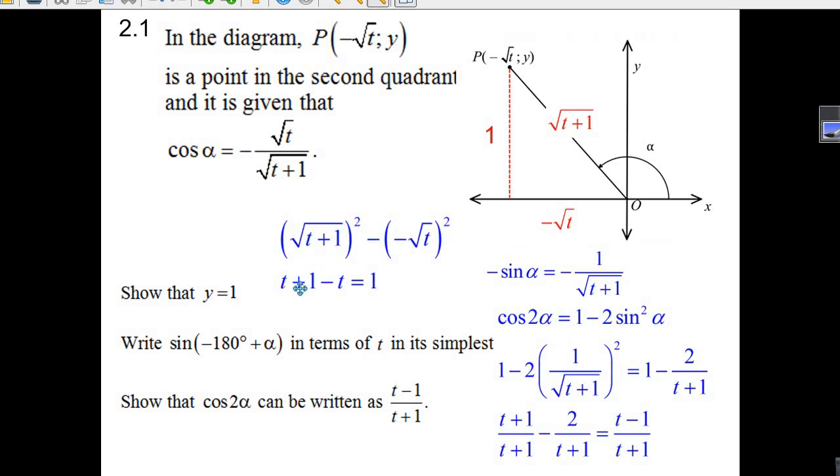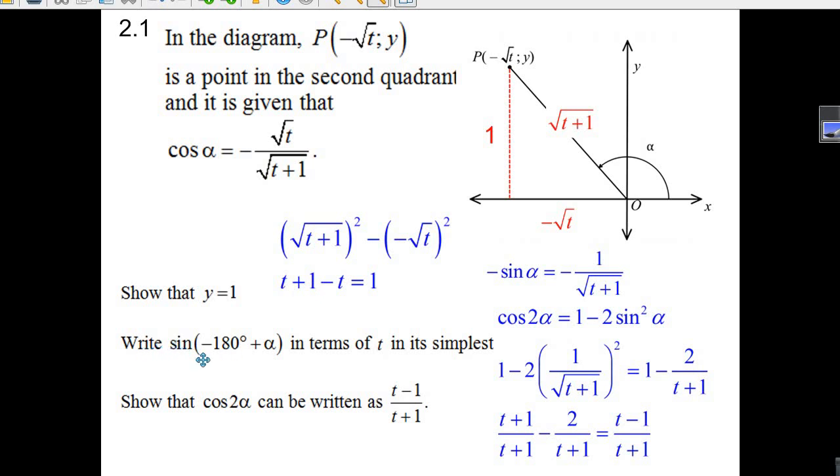Well, you square a square root, it goes away, you get t plus 1. Square this square root, you get a positive t. t minus t is 0, and you're just left with the 1. So this y, this opposite side here for this angle, must be 1. There we go. First question, all done.